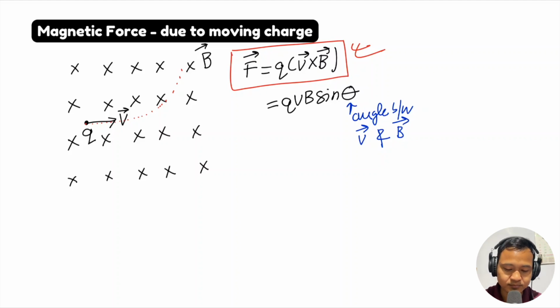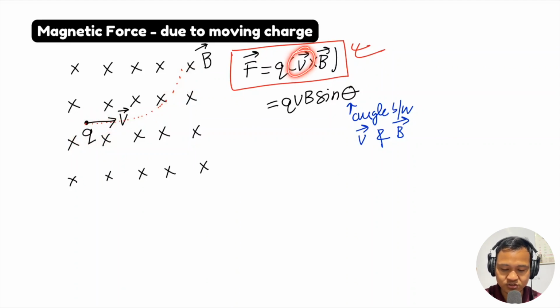This is the magnetic force when a charge is moving with velocity v inside magnetic field B. Try to understand this one: a charge Q moving like this will get deviated like this. Here it is V cross B.